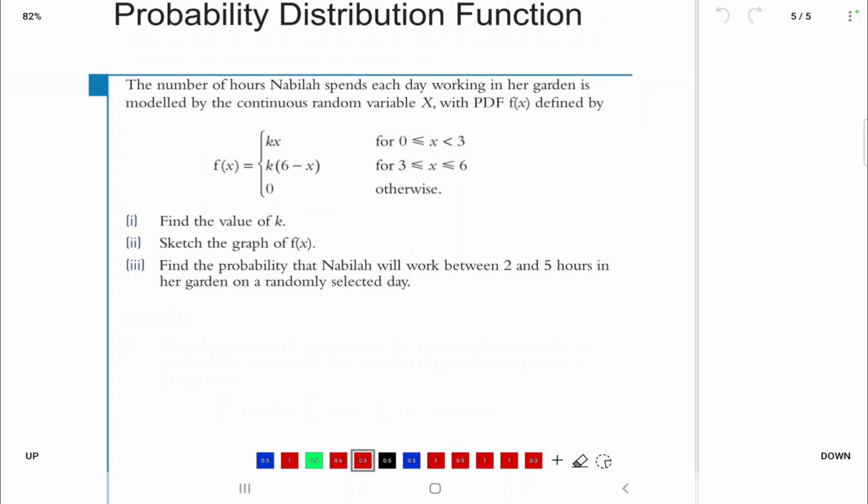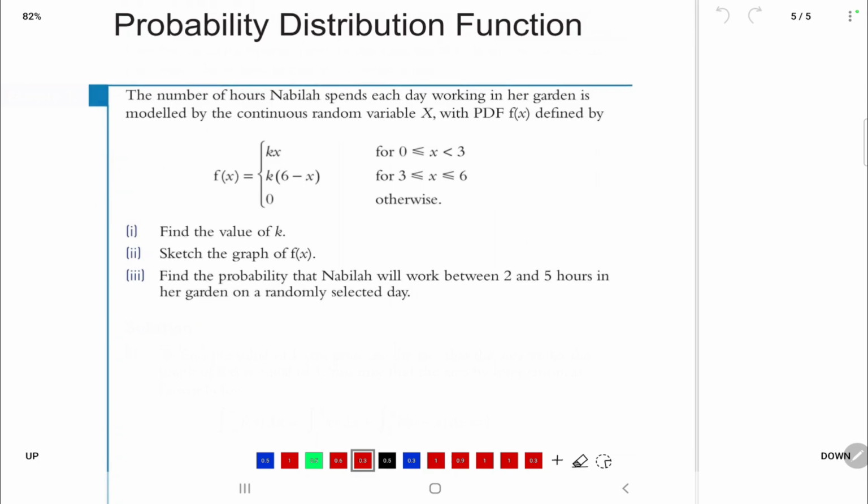So now, the number of hours Nabila spends each day working in her garden is modeled by continuous random variable x with probability distribution function f of x defined by this one. Find the value of k, sketch the graph of f of x, and find the probability that Nabila will work between 2 and 5 hours in her garden on a randomly selected day.